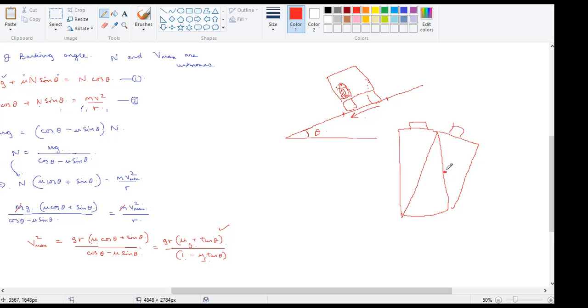So the center of gravity, as long as it is falling inside this base, what will happen? It will come back to its original position. So if I leave it here, it will come back.